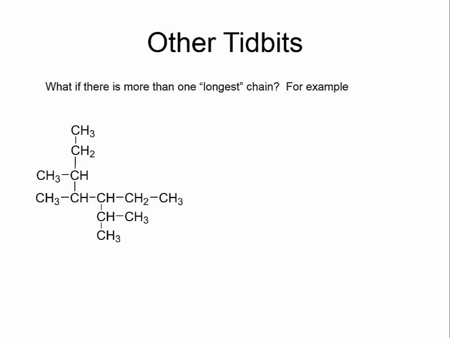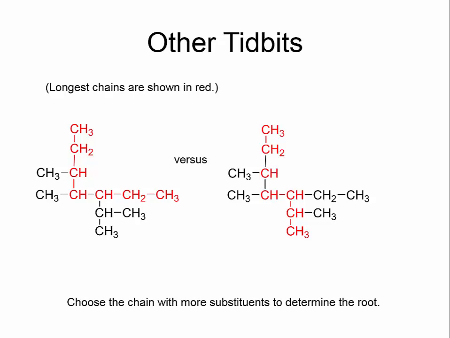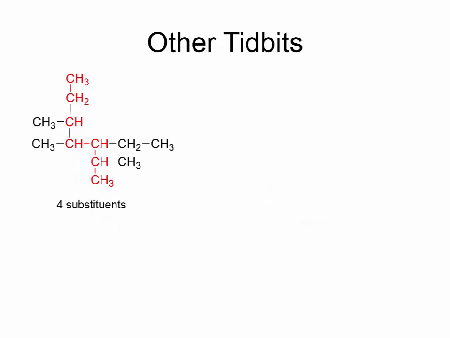So what do you do if there is more than one longest continuous chain? For example, in the molecule shown here, I could identify two chains that are 7 carbons long. What we want to do is to choose the chain that has more substituents to determine the root. As drawn on the left-hand side, with the red continuous chain, I would have 3 substituents, 2 methyls and 1 isopropyl. As drawn on the right-hand side, I have 4 substituents, 3 methyls and an ethyl. We want to go with 4 substituents.